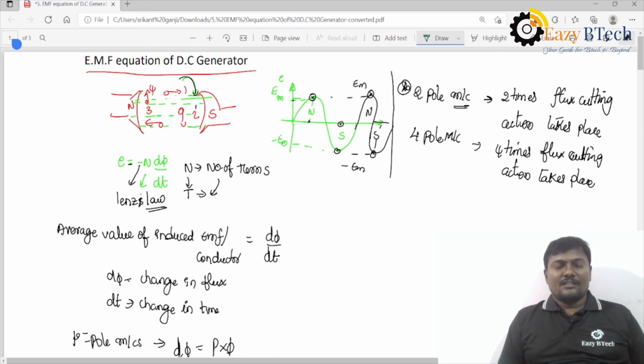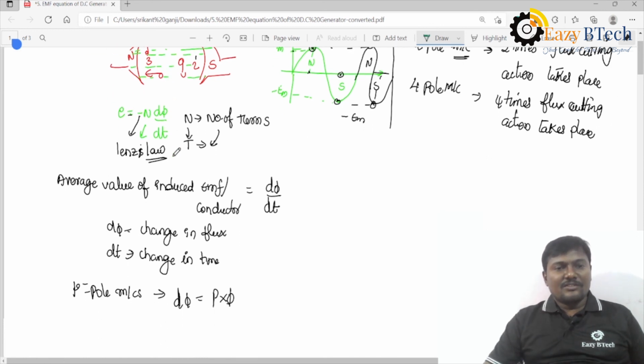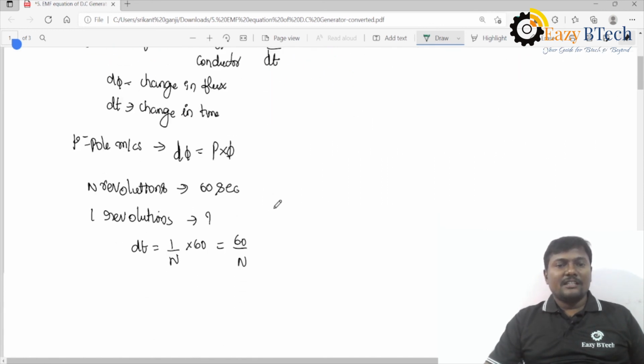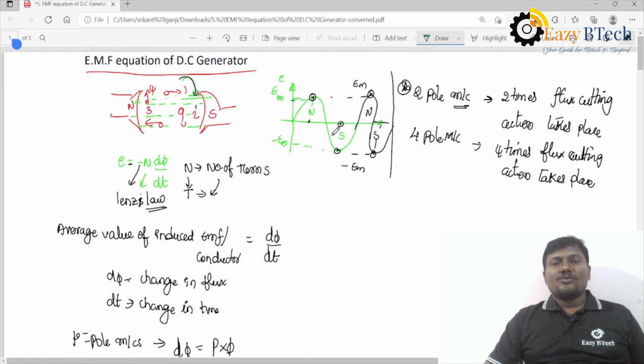So once again, listen guys. The induced EMF according to Faraday's law of electromagnetic induction is equal to minus N into d phi by dt. The minus sign is according to Lenz's law, the effect will always oppose the cause, and N is the number of turns. Here N is replaced with T. The average value of induced EMF per conductor is equal to d phi by dt.